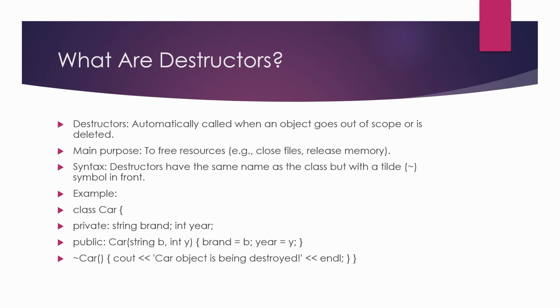Destructors are the counterpart to constructors. They are called when an object is about to go out of scope or when it's explicitly deleted. Their purpose is to clean up the resources that the object may have acquired during its lifetime. In C++, destructors are defined using the class name preceded by a tilde symbol.